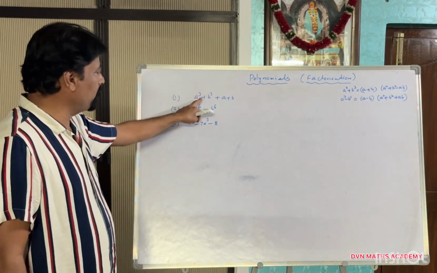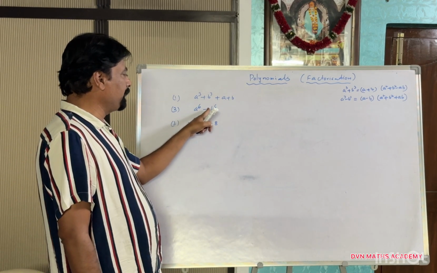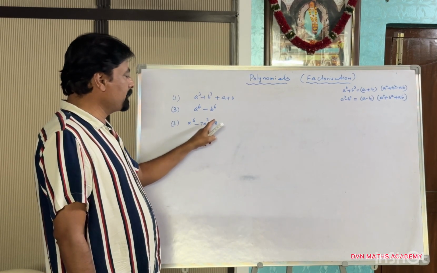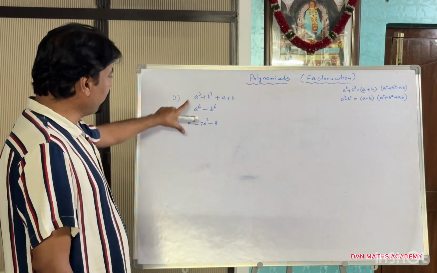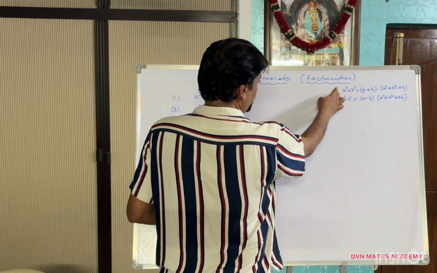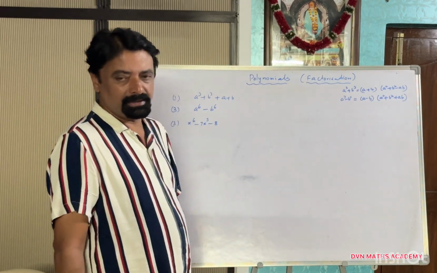The first question is a cube plus b cube plus a plus b. The second question is a to the power of 6 minus b to the power of 6. And the third question is x to the power of 6 minus 7x cube minus 8. You are required to factorize these questions. Before factorizing them, you need to know the algebraic identities of these two. If you know these two algebraic identities, you can factorize these questions easily.